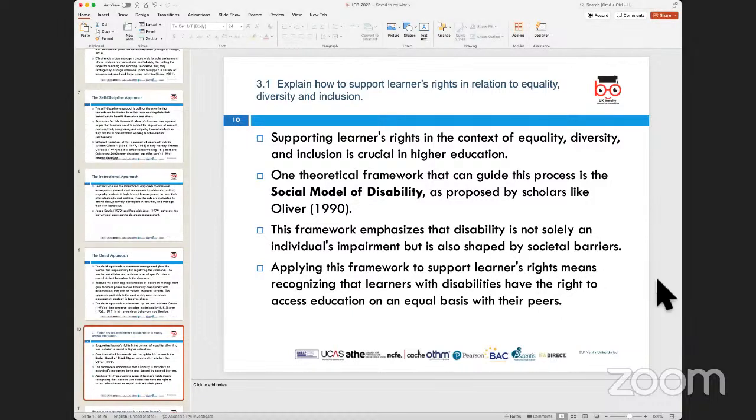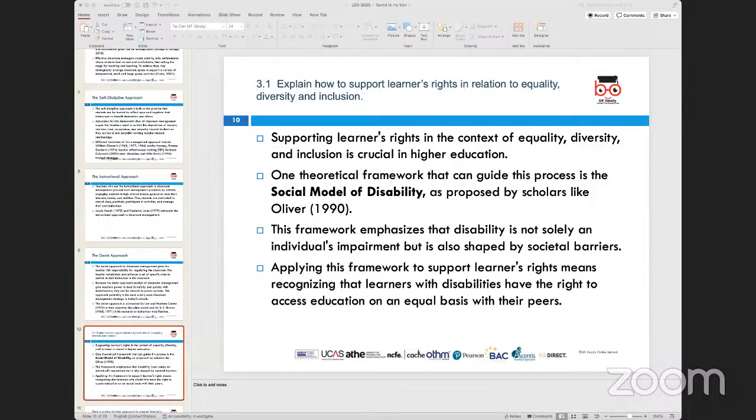So let's look at some of the assessment criteria now. 3.1 talks about how we support learners in relation to equality and diversity. One of the things we need to look at when we talk about supporting learners in terms of equality and diversity is certain theoretical frameworks. For example, the social model of disability, which is a theoretical framework.